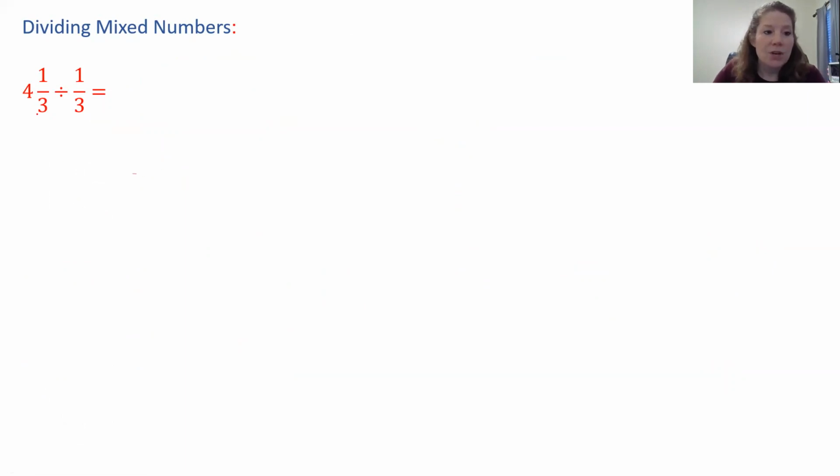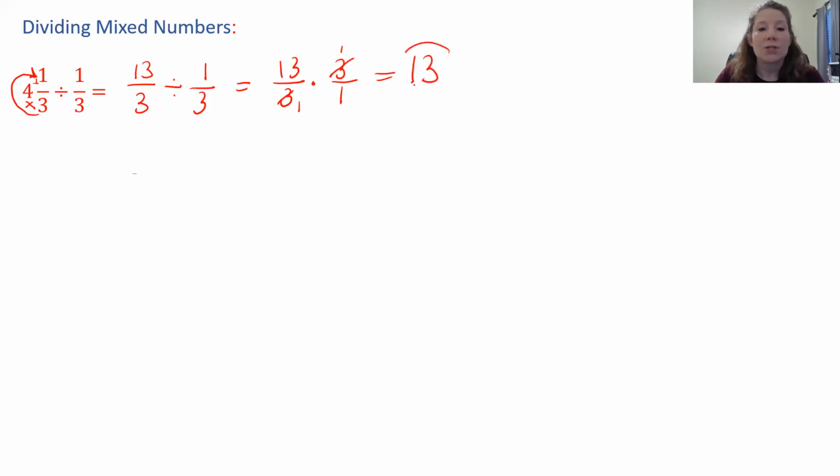All right. So we're going to go around the world. 4 times 3 is 12 plus 1 is 13. So that first number is 13/3 divided by 1/3. So now that I have all improper fractions, or proper, no mixed numbers, now I'm going to keep it, change it, flip it. I can divide 3 by 3 and 3 by 3, and I get 13 over 1, which is 13. So 4 1/3 divided by 1/3 is 13.